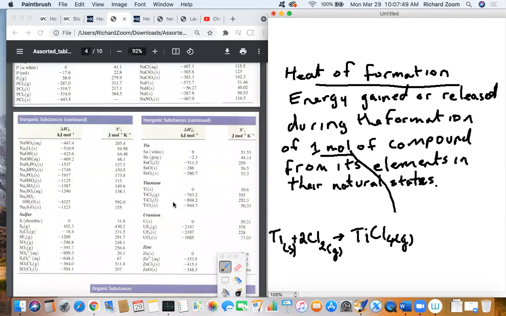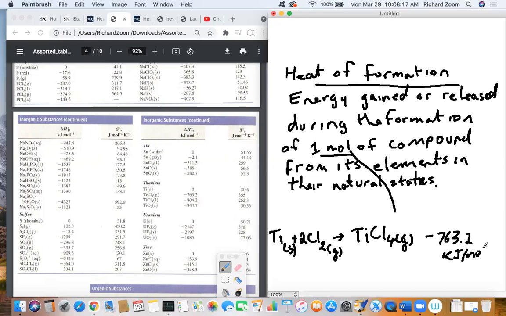So I can find it, here it is. TiCl4 gas, there it is. Now remember there's two TiCl4s here. There's a gas and there's a liquid, so you've got to be careful which one you take. I'm going to take the gas because that's what I'm being asked for here in the question, and it would be negative 763.2 kilojoules per mole. So that's a heat of formation.